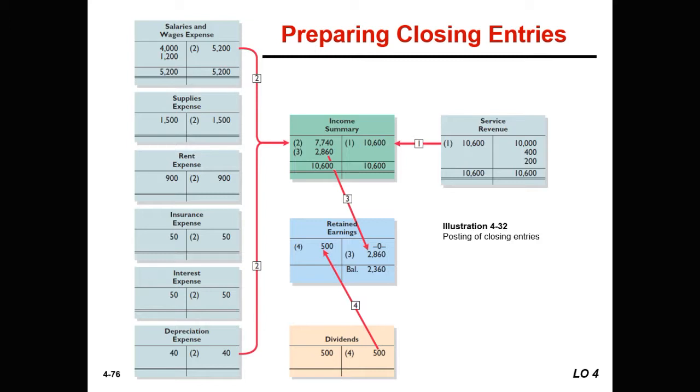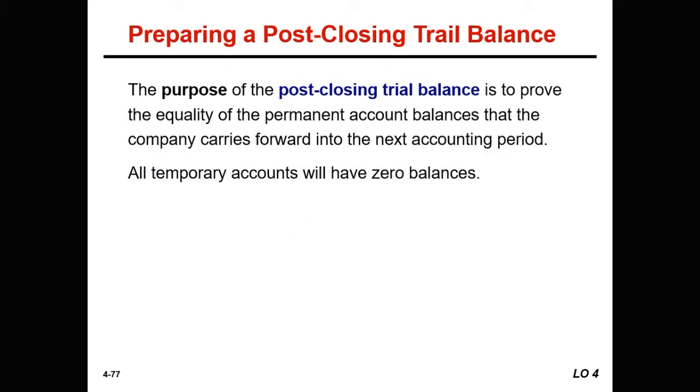Now, after the closing entries have been journalized and posted, we're going to create a post-closing trial balance. The purpose of this post-closing trial balance is to prove the equality of the permanent account balances that a company carries forward into the next accounting period and confirm that all the temporary accounts have zero balances.